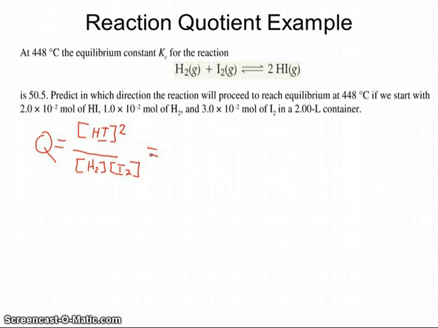According to this, the concentration of HI is 2 times 10 to the minus 2. So we're going to take 2 times 10 to the minus 2, and we're going to square that. That's going to be divided by the concentration of H2 times the concentration of I2. H2 is 1 times 10 to the minus 2, and I2 is 3 times 10 to the minus 2.